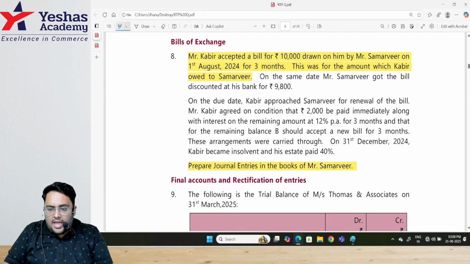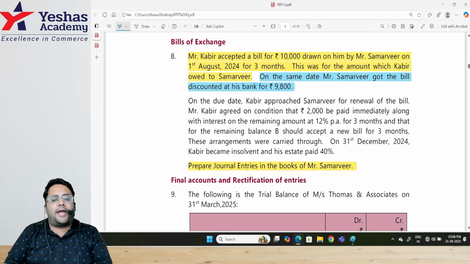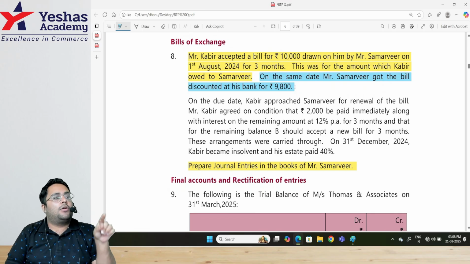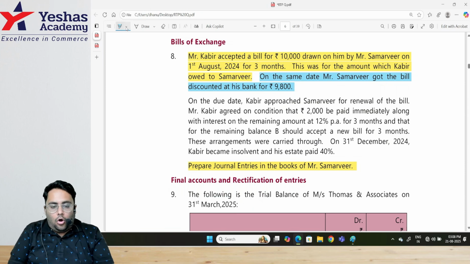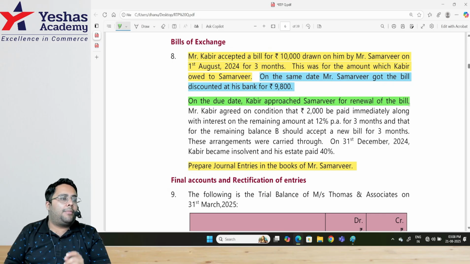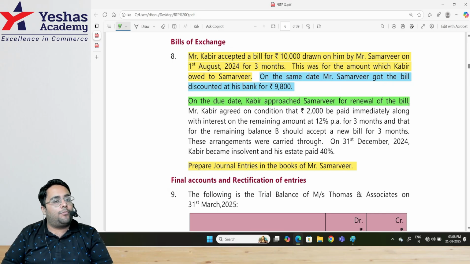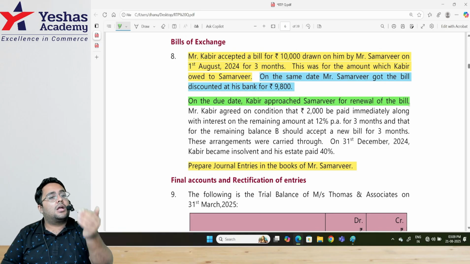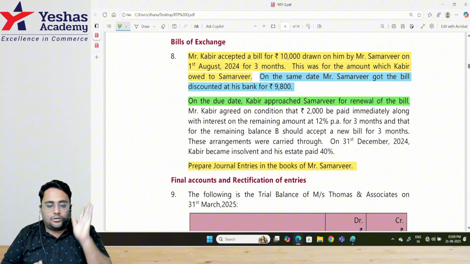On the same day, Samarveer got the bill discounted with his banker, 9,800. What to record? Cash or bank account debit 9,800. Discount allowed account debit 200. To bill receivable 10,000. On the due date, Kabir approached Samarveer for renewal of the bill. Bill has been dishonored. What entry to pass? Kabir account debit to bank, not to BR, because the bill has been discounted. Samarveer will now pay the money to the banker. Kabir to bank kitna? 10,000.